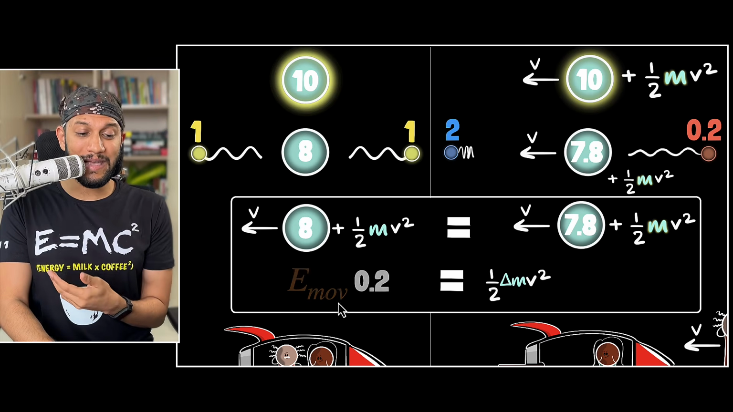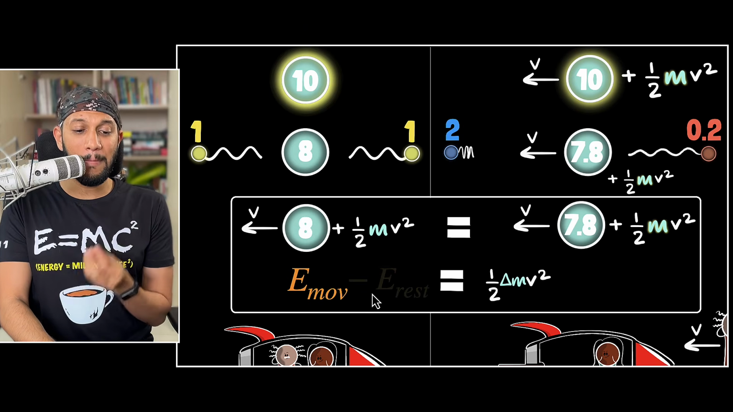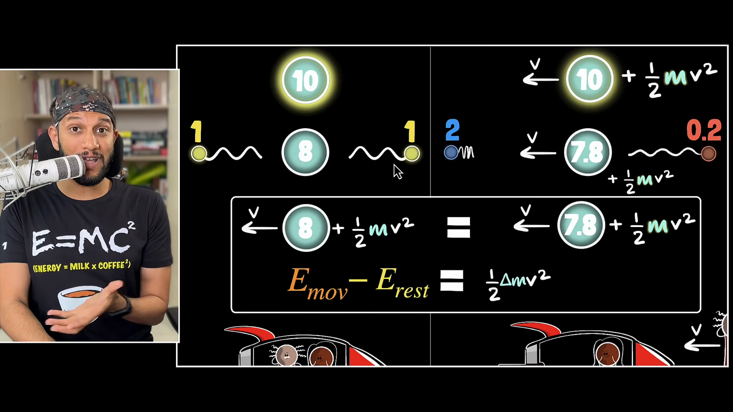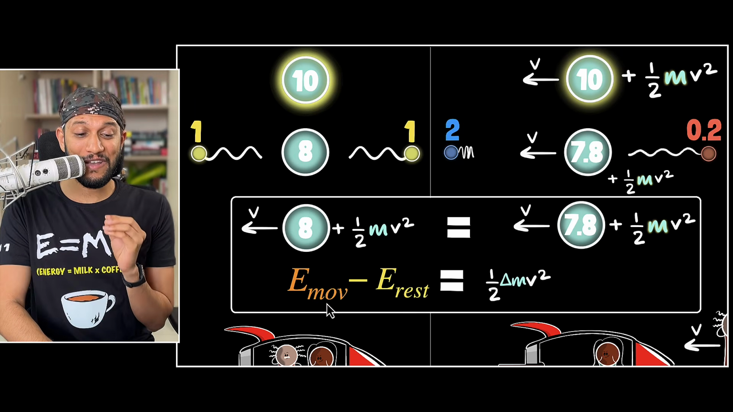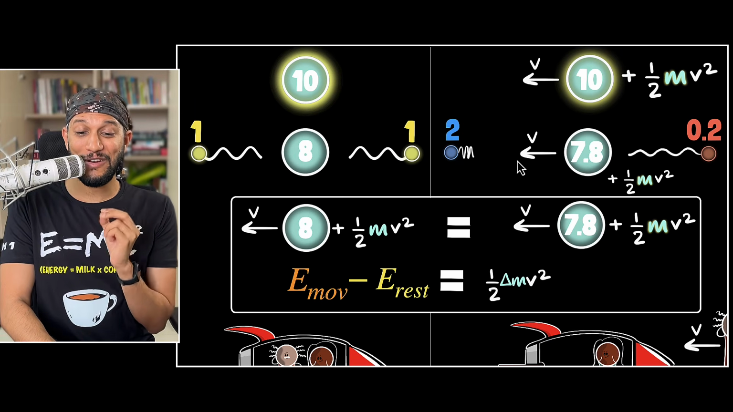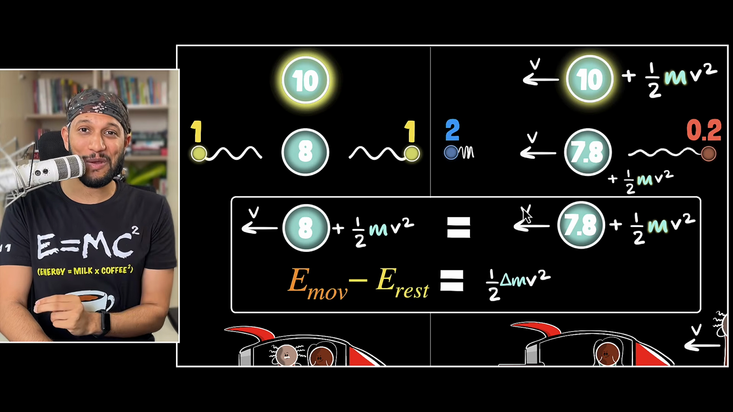So this 0.2 is basically the energy of the photon in the moving frame, this 2.2 that we got over here, minus the energy of the photons in the rest frame, that is this 2 over here. This means our next step is to figure out exactly how much is the energy of the photon from the moving frame, which means we'll have to do the math for the Doppler effect.